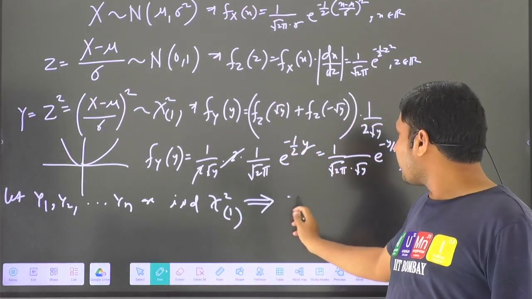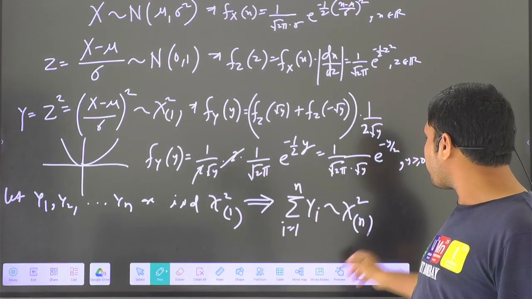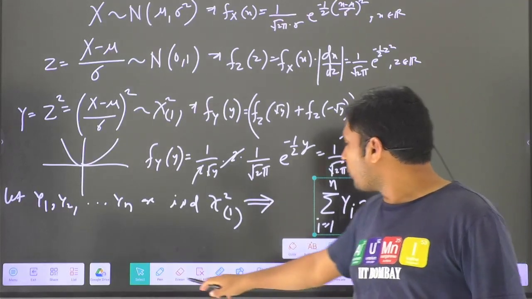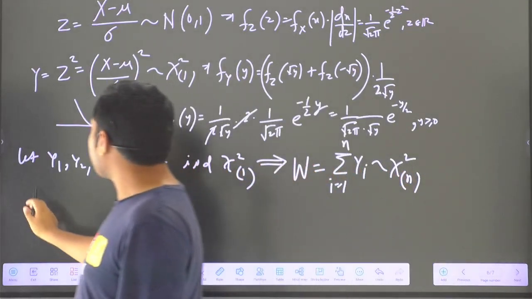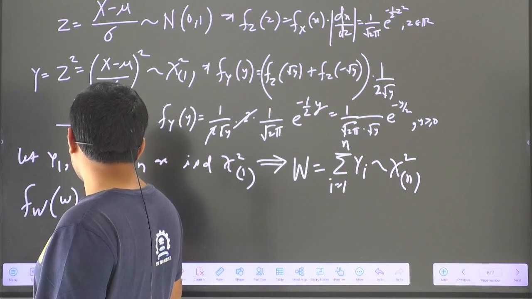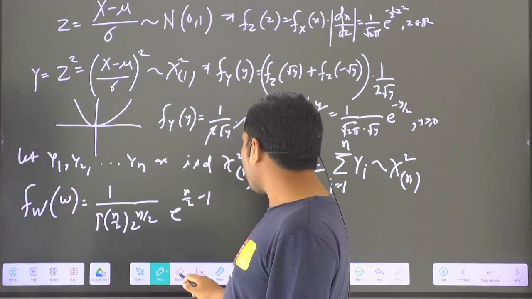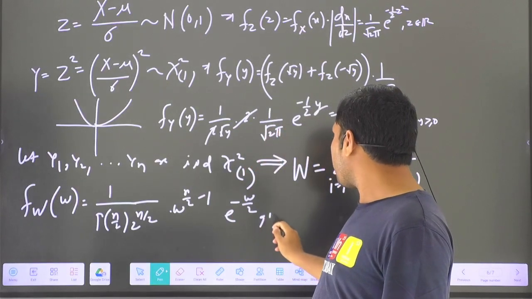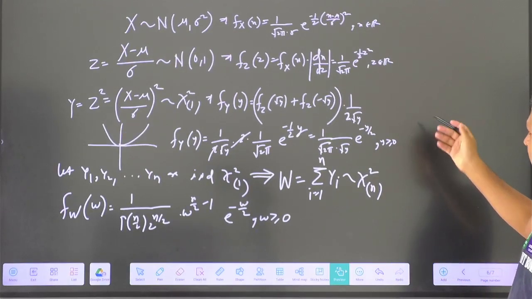So then the result says the sum of yi from 1 to n will have a chi-square distribution with n degrees of freedom. So that I named w. And the PDF of w, if you find it, like I have written there, will be 1 upon gamma n by 2, 2 raised to power n by 2, w raised to power n by 2 minus 1, e raised to power minus w by 2, w more than or equal to 0. This is the story that I repeated here. It was the same thing here.